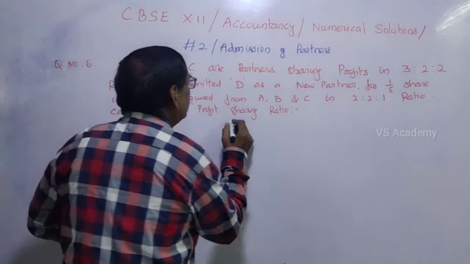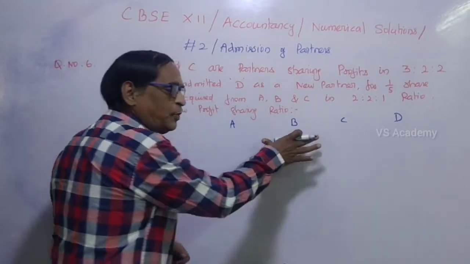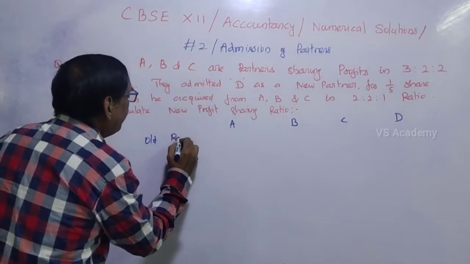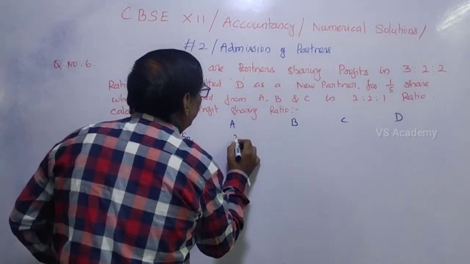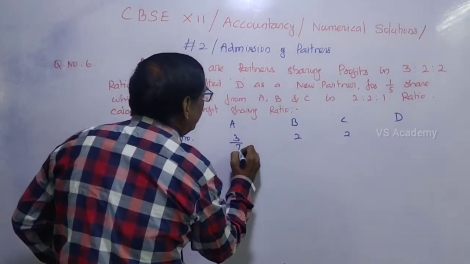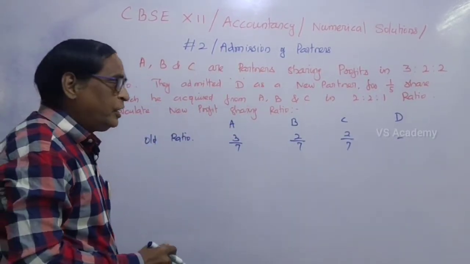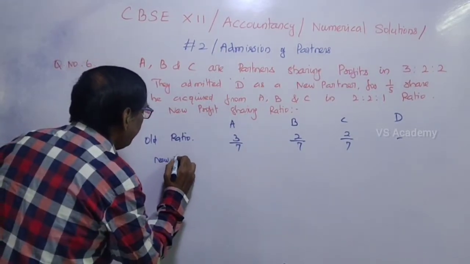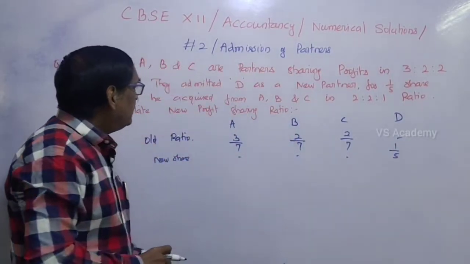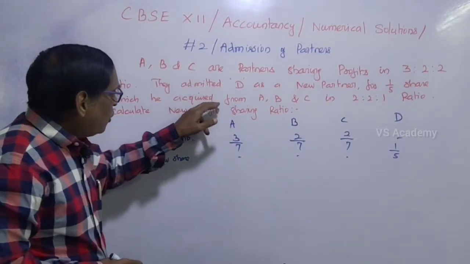There are old partners A, B and C. D is a new partner. The previous partners are A, B and C. So the old ratio is 3:2:2. That means if you total it, 3/7, 2/7 and 2/7. The new share given to D is 1/5 share.